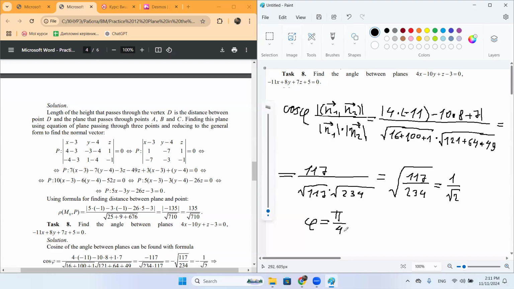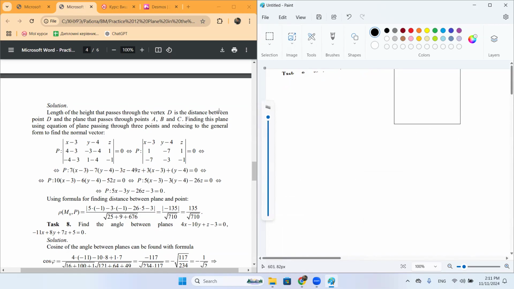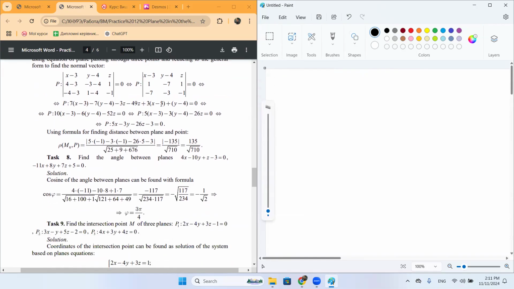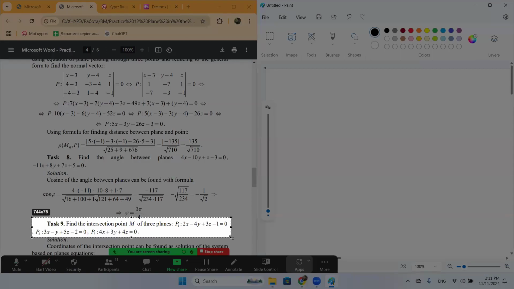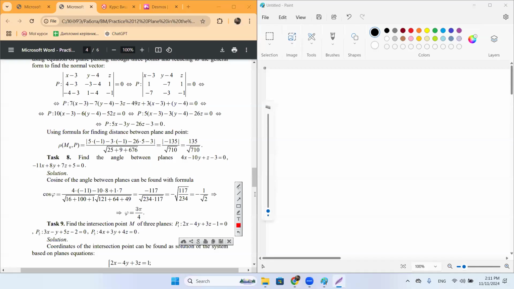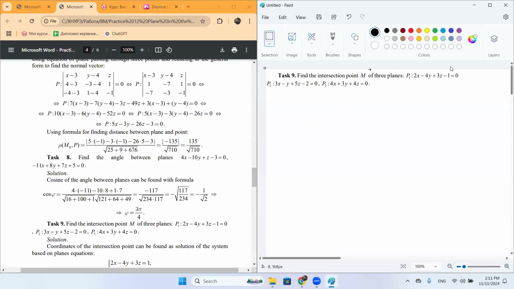Any questions about this task? No questions. Okay, let's move next. Now, task 9. So we need to find the intersection point of 3 planes. Any ideas how to solve? Your suggestions? How can we find the intersection point?